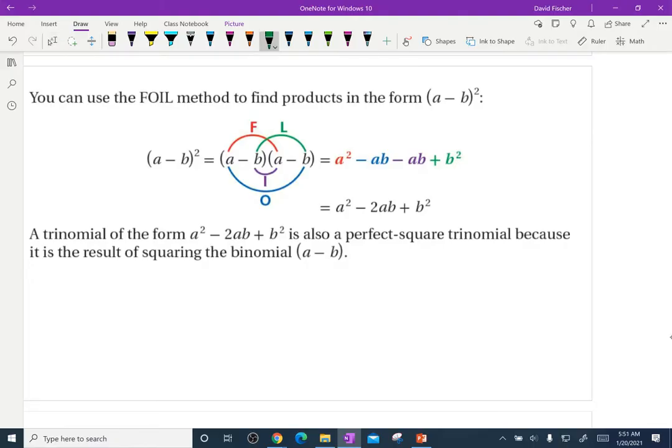If I did FOIL, and here I spaced it out, I did FOIL, I got a squared. I got a minus ab. Then I took my inners, I got a minus ab, and I got a b squared. Now, don't I have the same thing?